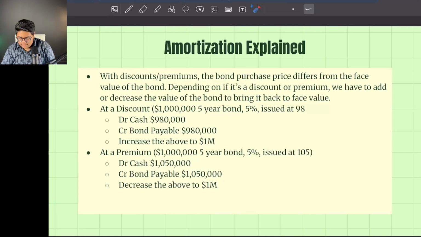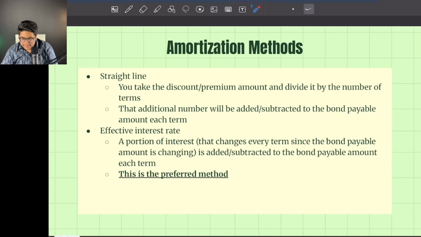In this case, let's say your bond payable is at 1.05 million, and you need to decrease this somehow to 1 million. The somehow is through amortization, which again I will explain. So there's two ways of amortization. Number one is straight line. So you take the discount or premium amount and you divide it by the number of terms.